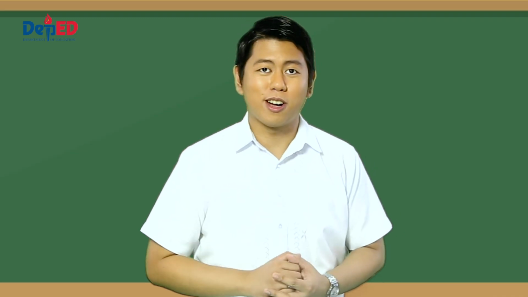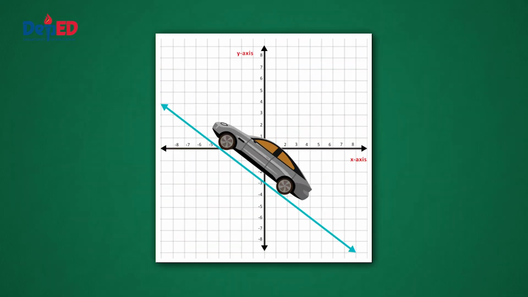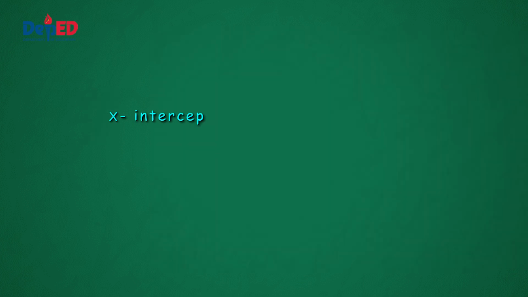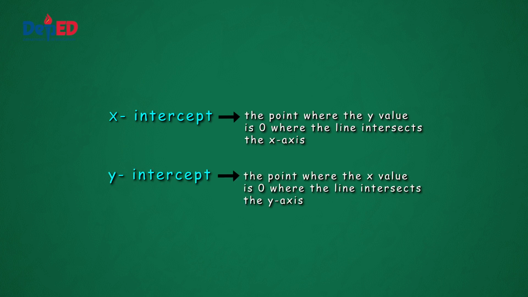Now, how about this one? Let us say that the road can be represented by this line. What do you notice? Remember last episode that we talked about the x and y intercepts of a linear equation. The x-intercept is the point where the y value is 0, while the y-intercept is the point where the x value is 0. It is easy to determine the slope given these points.